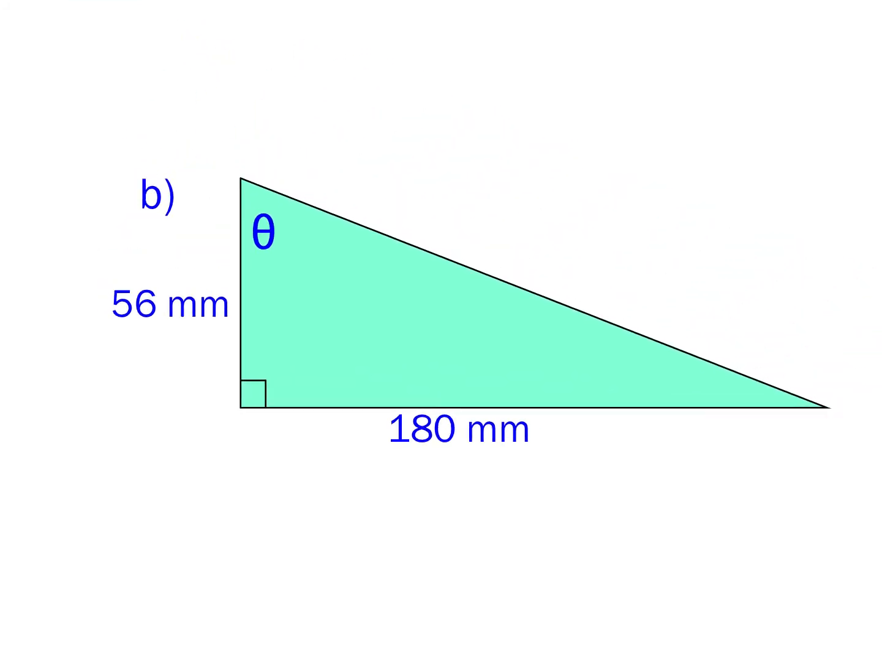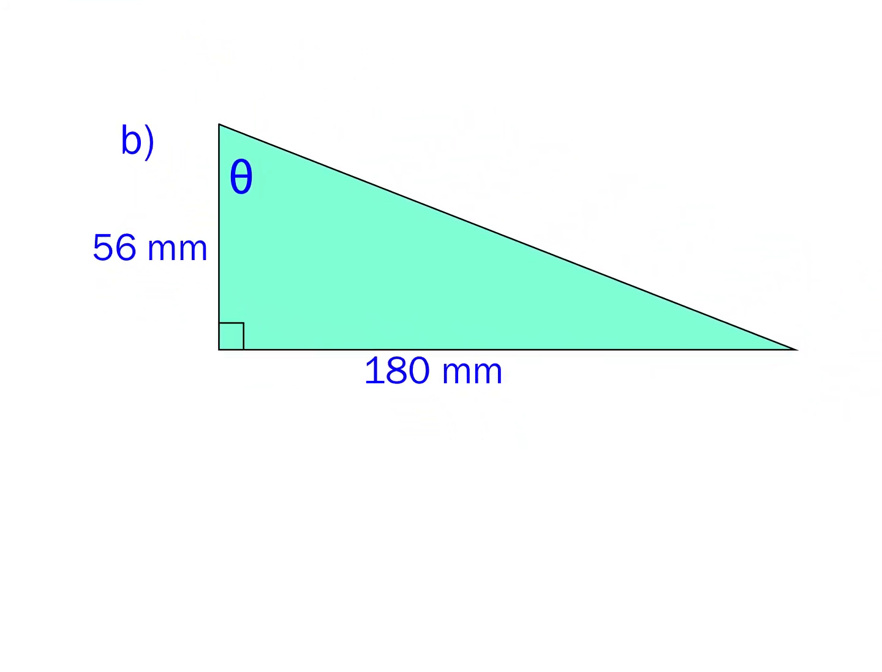Next question's right here. Again, first step, let's label those sides. 56 millimeters is not across from the angle that we want to find, not across from the right angle. So therefore, 56 millimeters is the adjacent. Now, 180 millimeters is across from the angle we're trying to find, so 180 millimeters would be the opposite.